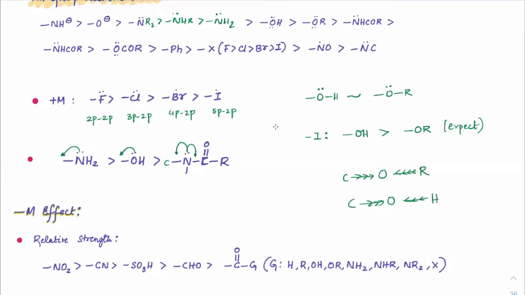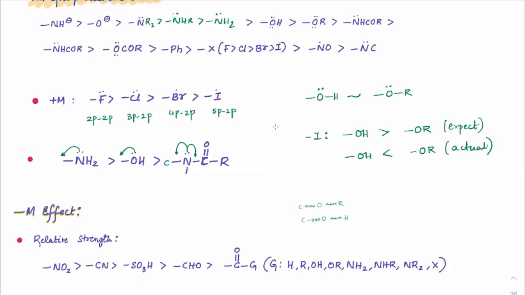Then what we expect is that R is donating, so that might stabilize oxygen. So oxygen might not pull from carbon. But on the contrary, the actual order is OH being less than OR. This is the actual one. OR is more withdrawing as compared to OH. When it comes to minus I, everybody remember that OR is more withdrawing compared to OH.